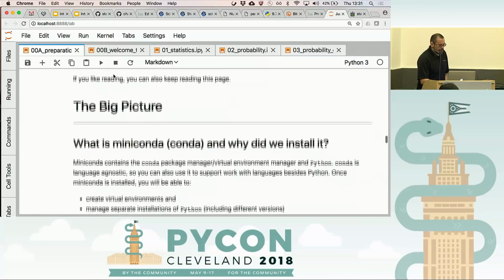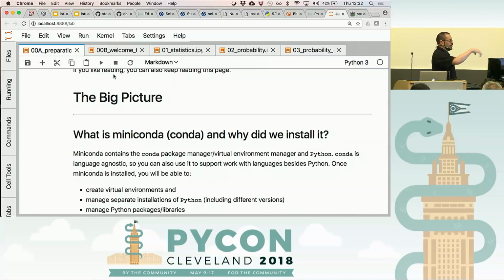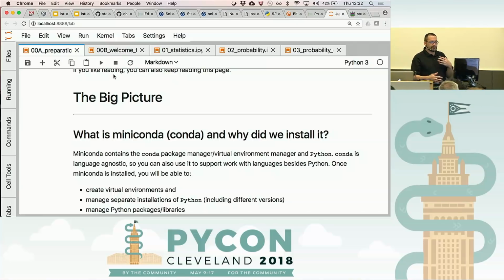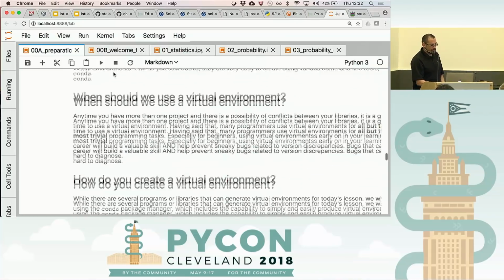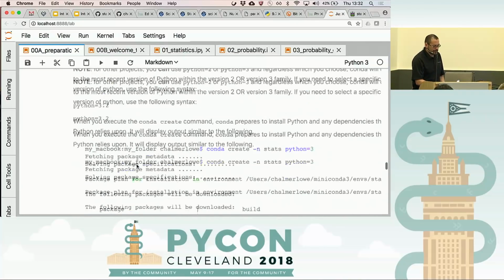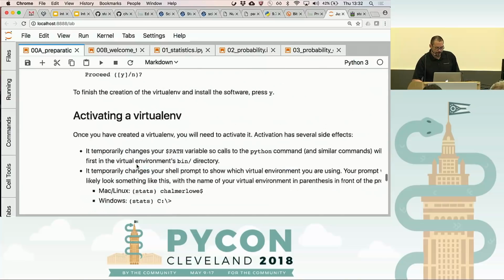For those who really want to know more details about all of these things, at the bottom of this lesson, I have a big picture description of why we use virtual environments, what Conda is doing, why we are using it, and all that stuff. So you can scroll through and read all of that content at your leisure. We're not going to go into it. All right.